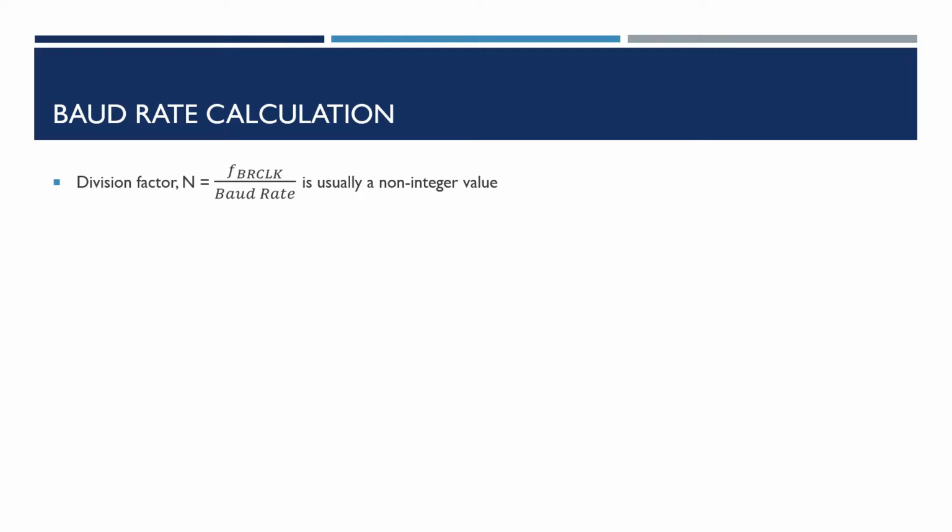which is called N, and it is given by f_BRCLK, that is the frequency of the baud rate clock that we select, divided by the baud rate. And this will usually be a non-integer value. Therefore, we'll have an integer part as well as a fractional part to manage in order to get the baud rate as close to the original value as possible.